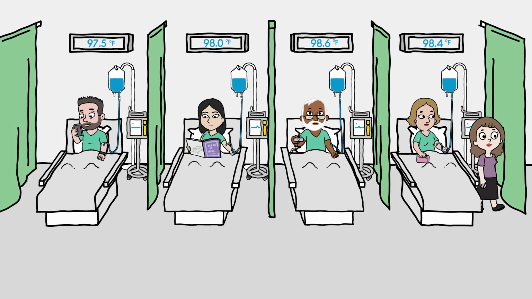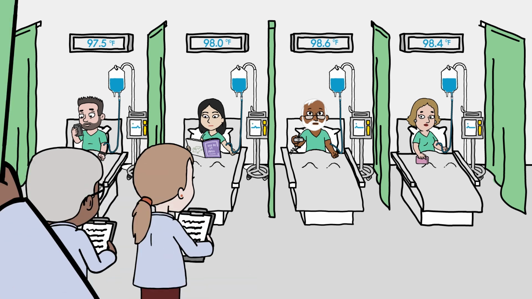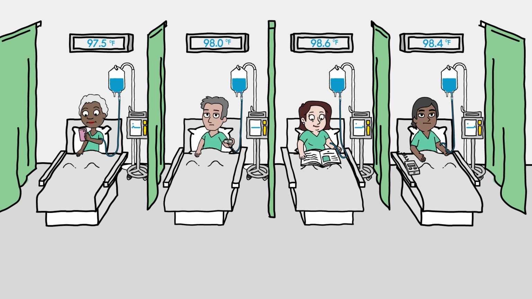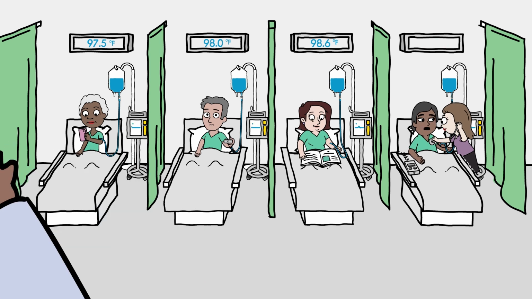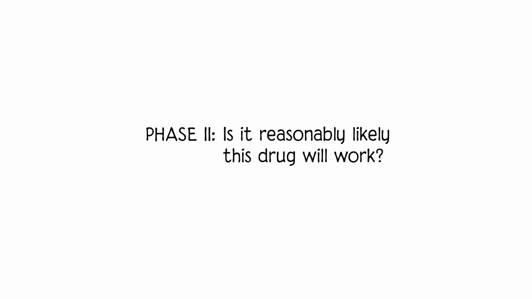A few people are given a very low dose and monitored. If the side effects are manageable, another small group gets a higher dose, and so on. As you might imagine, Phase 1 trials have the greatest potential risk. These trials take place in research centers, where the volunteers can be closely monitored. If the treatment appears safe, it then progresses to Phase 2.